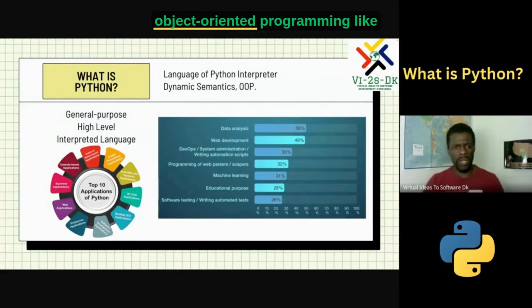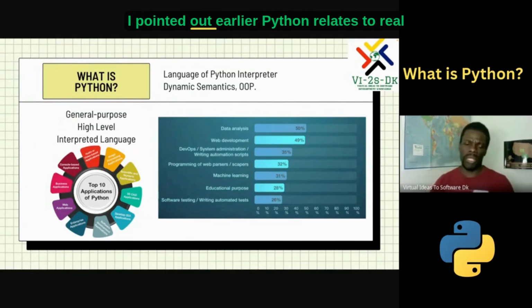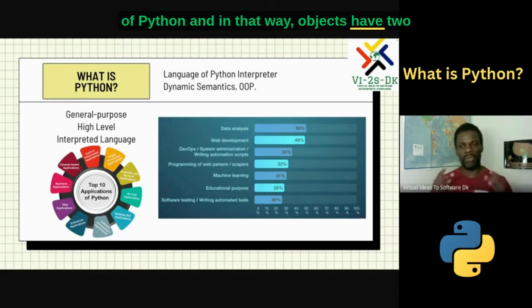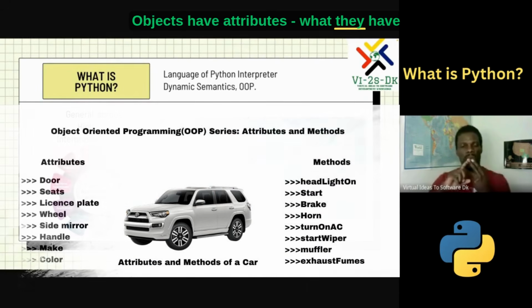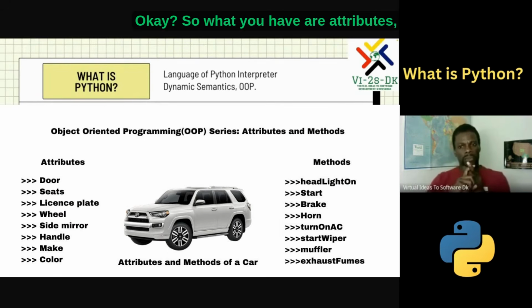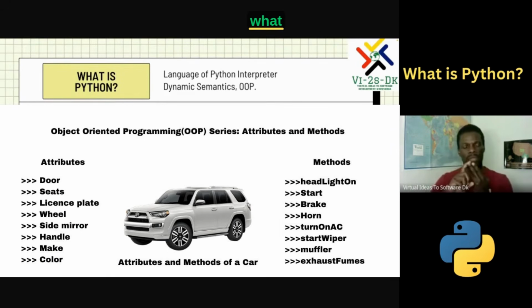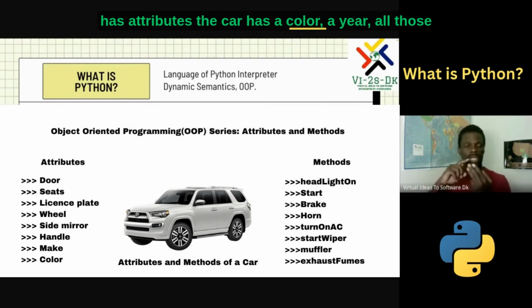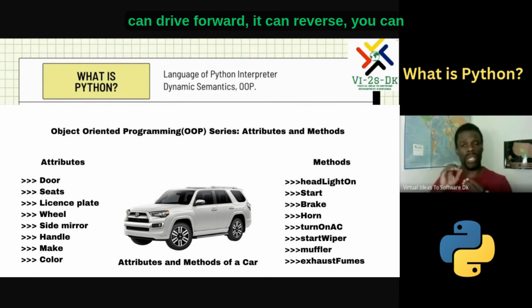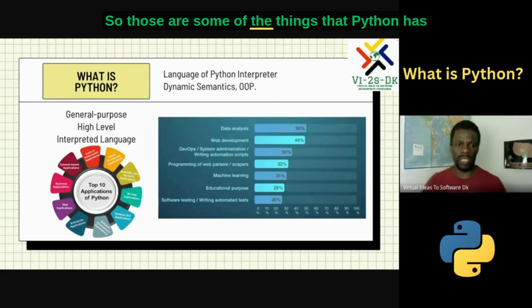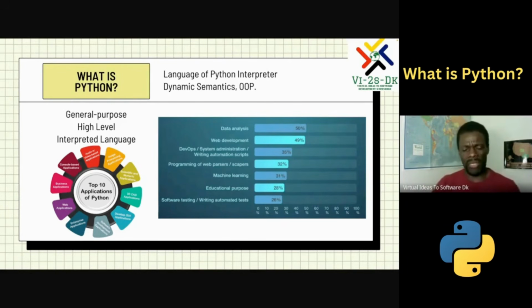OOP in here stands for object-oriented programming. Like I pointed out earlier, Python relates to real-world scenarios, objects. Okay, everything is an object in the world of Python. And in that way, objects have two things. Objects have attributes, what they have, and they have methods, what they can do. Okay, so what you have are attributes, what you can do are the methods. For instance, a car has attributes. A car has a color, a year, all that information. The car can also do stuff. The car can drive forward, it can reverse, it can honk the horn, and so on and so forth. So those are some of the things that Python has that makes it different.